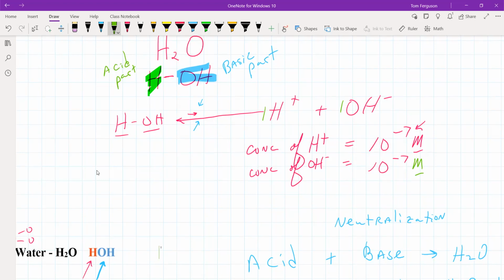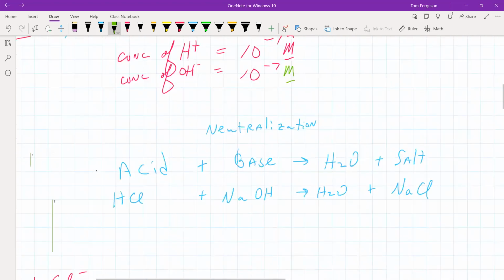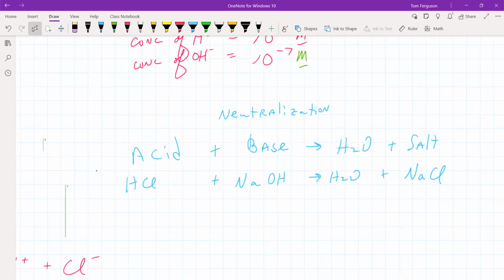Now, this is what happens when we have a neutralization reaction. Neutralization is when we put an acid and a base together. What happens is, because the acid will kick off an H plus, the base will kick off an OH minus, they'll immediately form water. And that's what drives the reaction, the formation of this water.